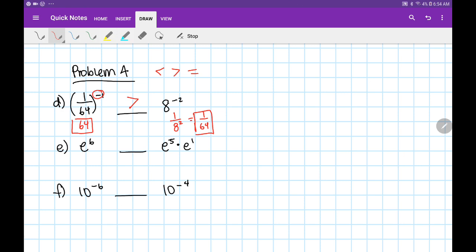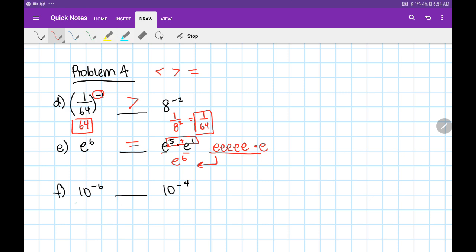Let's do the same thing with e. On the left, e to the 6th stays as is. On the right side, we have to use some rules. So let's condense. When you're multiplying with the same base and different exponents, we remember to add the exponents. So that's really e to the 6th power. And if you don't believe me, check it out. This is e to the 5th times e to the 1. Isn't that e to the 6th power? Yes, it is. Convince yourself that these two sides are actually equal.